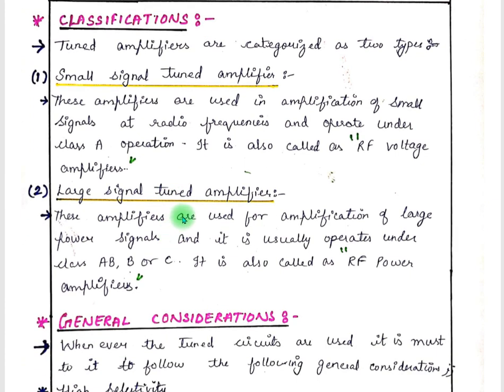Then let us see large signal tuned amplifiers. These amplifiers are used for amplification of large power signals, and they usually operate under class AB, B or C. It is also called an RF power amplifier. The use of class AB, B or C operation increases the harmonic distortion, but the use of a tuned circuit eliminates response to these harmonic terms. So these were the classifications of tuned amplifiers.